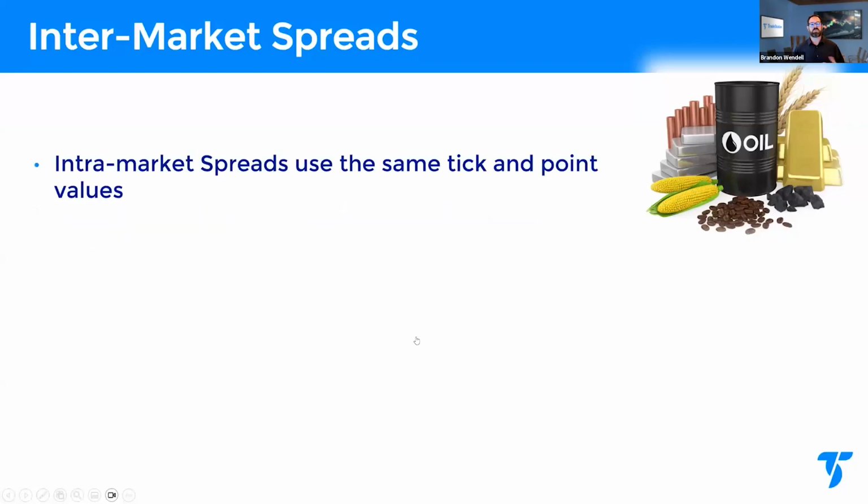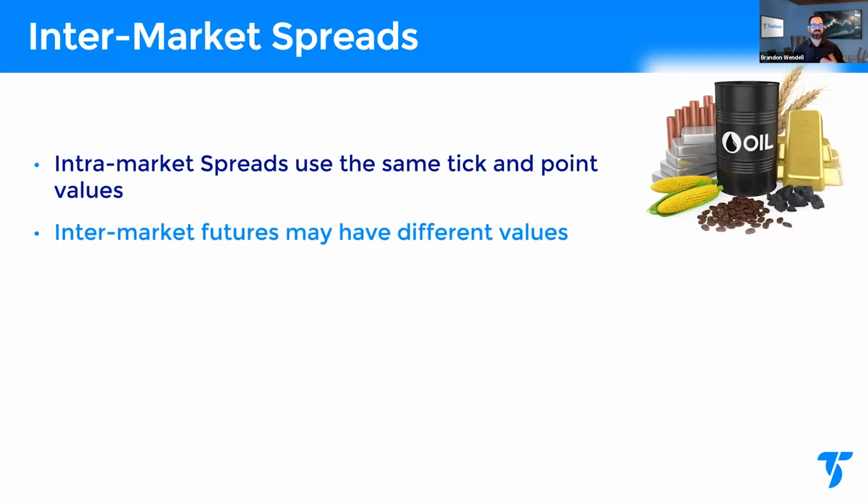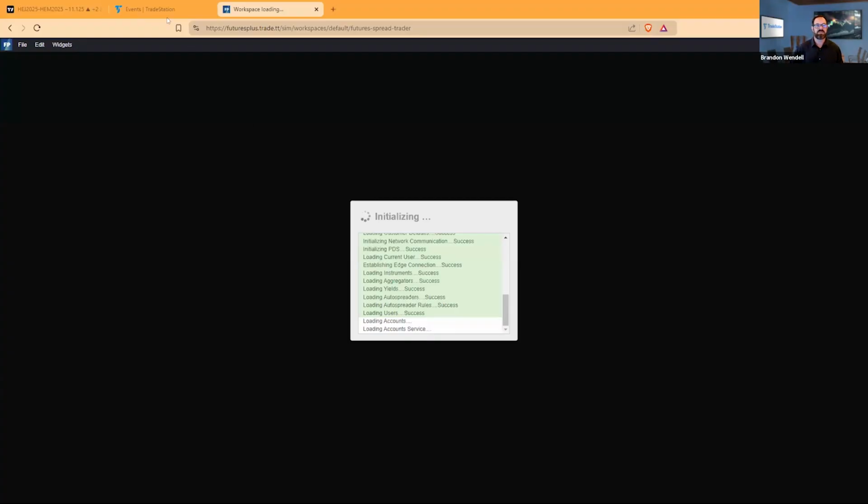So when it comes to intermarket spreads, the intramarkets are a little bit easier in a way because they're the same underlying security, right? Corn versus corn, or coffee versus coffee. So they have the same tick value and same point values. However, when you go to intermarket futures, they have different values. If you're not aware of those values, you could actually find them on TradeStation.